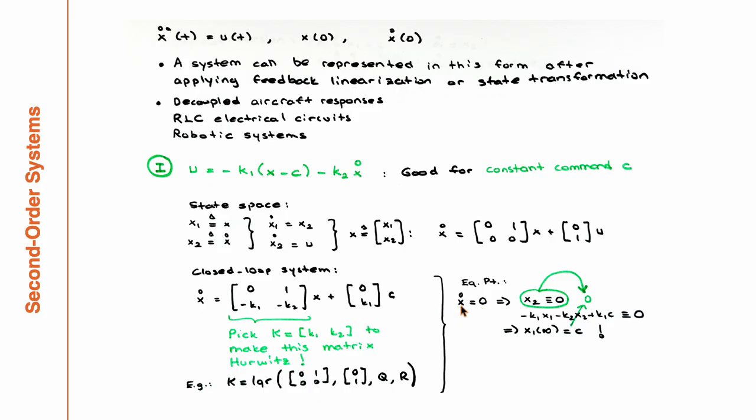And if you analyze the equilibrium points by setting x dot to 0, from the first row, 0 equals x2 plus 0.